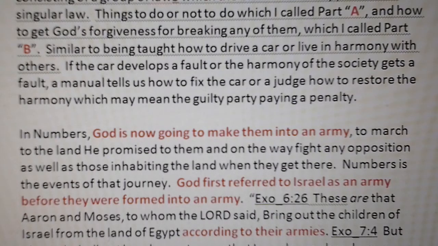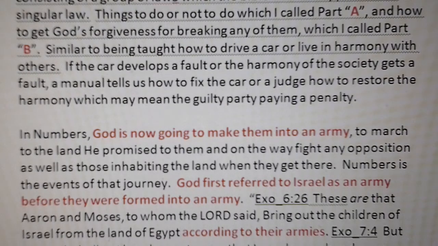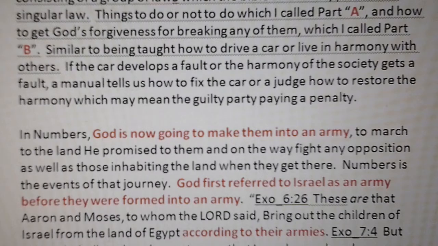Now, it's basically similar to being taught how to drive a car, or how to live in harmony with others. So if the car develops a fault, a manual tells the car person how to fix the problem. Or in the case of the harmony of society breaking down, a judge restores the harmony, which sometimes means the guilty party paying a penalty. So we have parts A and B.